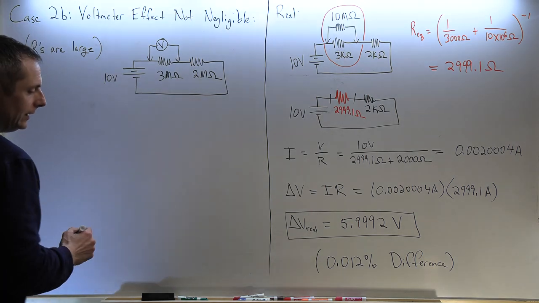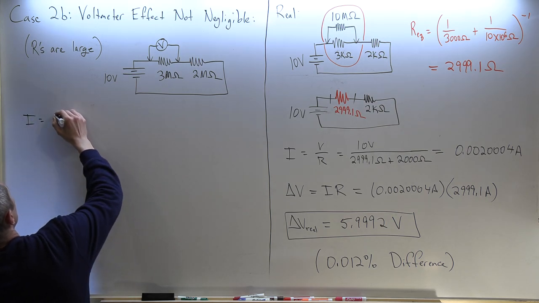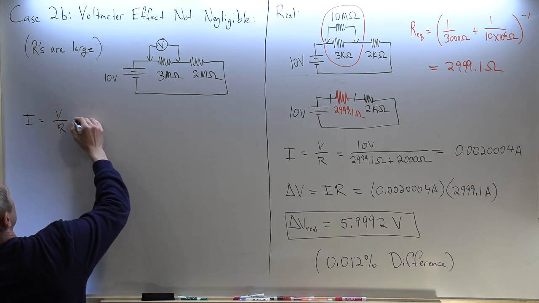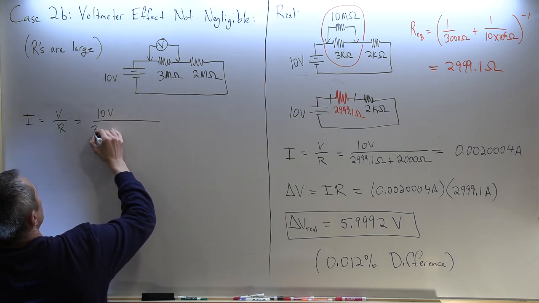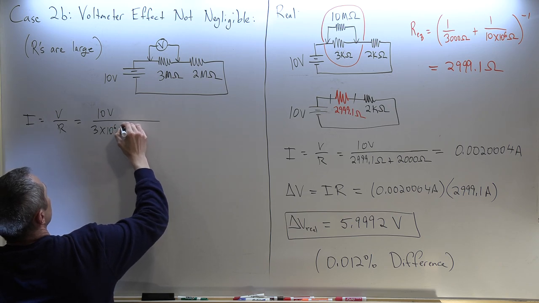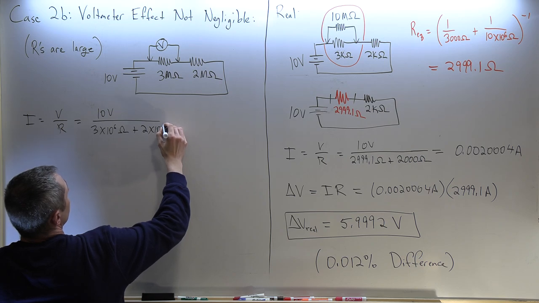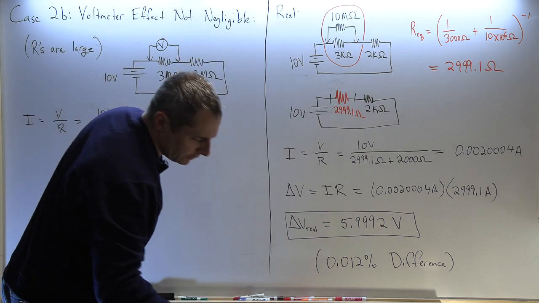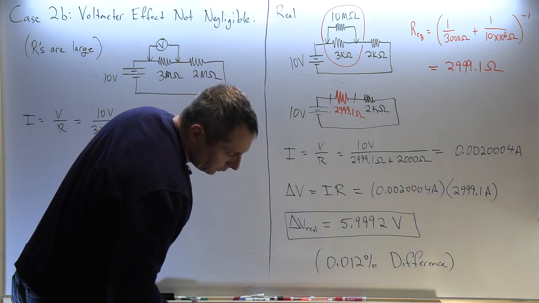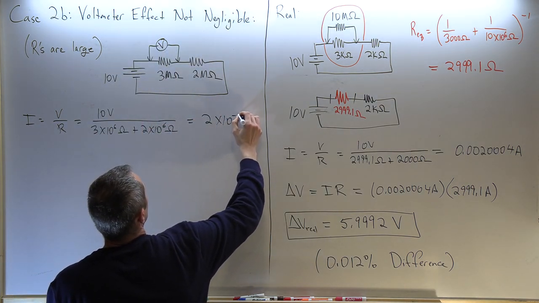So for ideal, we would first calculate the current using Ohm's law. In other words, 10 volts over 3 times 10 to the 6th ohms plus 2 times 10 to the 6th ohms, because these two are in series. So we just simply add to get Req, divide with Ohm's law, and the current here came out to be 2 times 10 to the minus 6th amps.